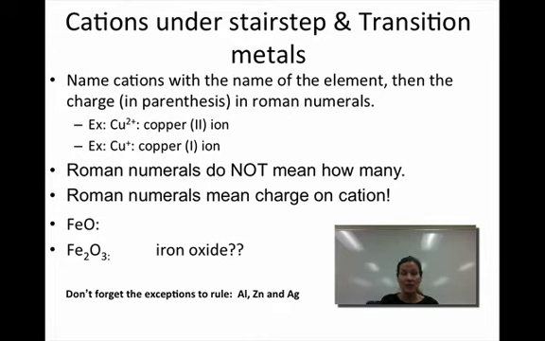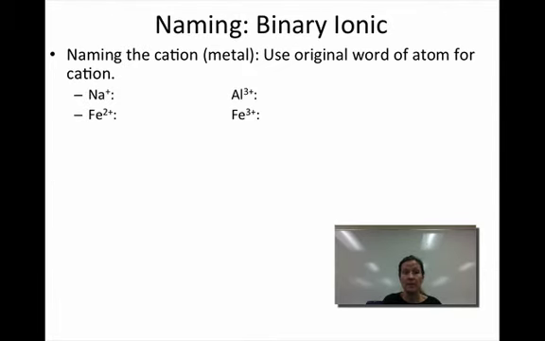Every other metal, so the ones in the transition metals and under the staircase, they use a Roman numeral because they can have multiple potential ions. So how do we make the name? First thing we do is we name the cation. Anytime you have an ionic compound, you'll have a cation followed by an anion. Number 1, name the cation. The way you name it is you name the atom that's presented and you include a Roman numeral if needed.